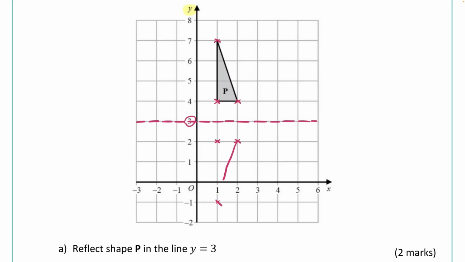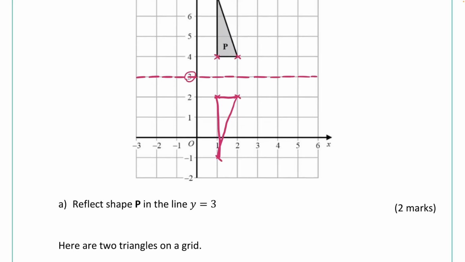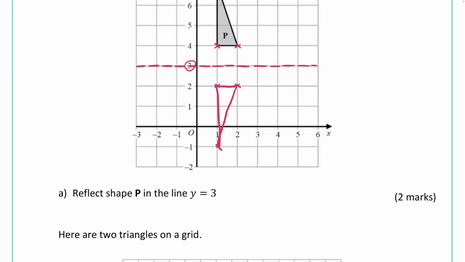So when we do a reflection, the shape should be exactly the same size, but it has been reflected. And I just want to read the question carefully, to see if it asks me to label that shape. This one hasn't, but do make sure you draw it in nice and neat. This one here, I've not drawn particularly well. Let's try and draw it a little bit neater. And there we go, there is my reflection.